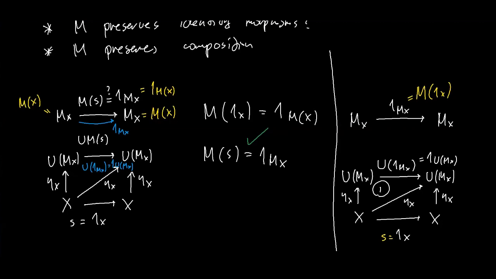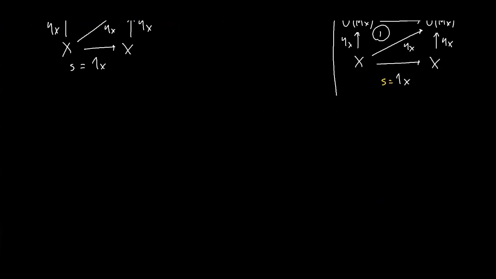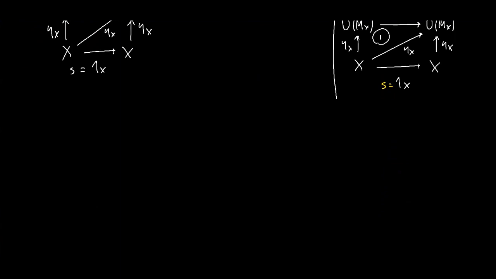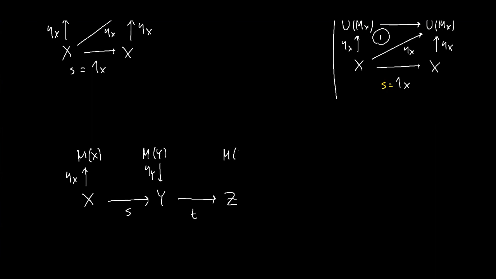And the fact that M preserves composition will be very similar to this argument. For the sake of completeness, let's prove that as well. Imagine we've got two morphisms, S and T. S goes from X to Y, T goes from Y to Z. We've got our M of X here. I'm now switching to this M of X notation instead of M subscript X. Eta X, M of Y with eta Y, M of Z with eta Z.